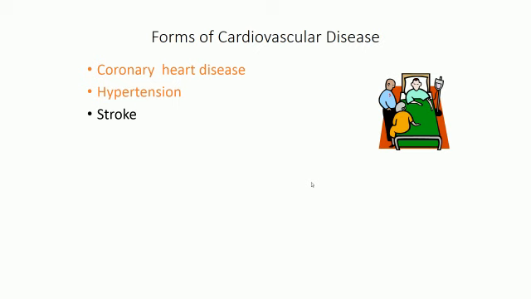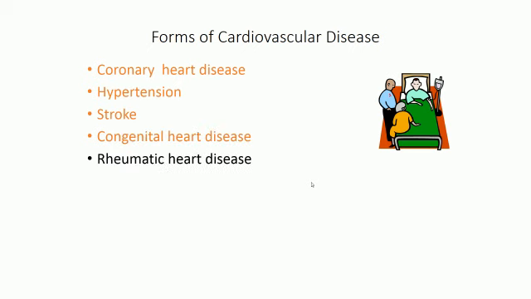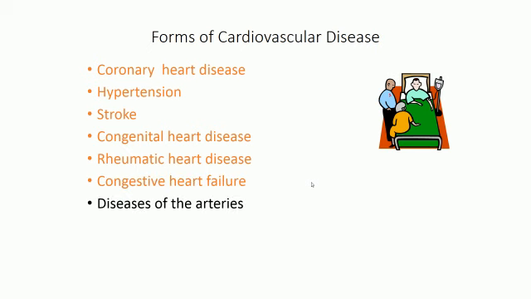Then there's also stroke, where you get a block in blood to the brain. There's congenital heart disease, where there's something wrong from birth, which unfortunately some people have. There's rheumatic heart disease, where you end up with rheumatic fever, and that causes a problem to the valves in the heart and can lead to rheumatic heart disease. You can also end up with congestive heart failure, other diseases of the arteries like peripheral arterial disease, and arrhythmias. So all these are different forms of cardiovascular disease.